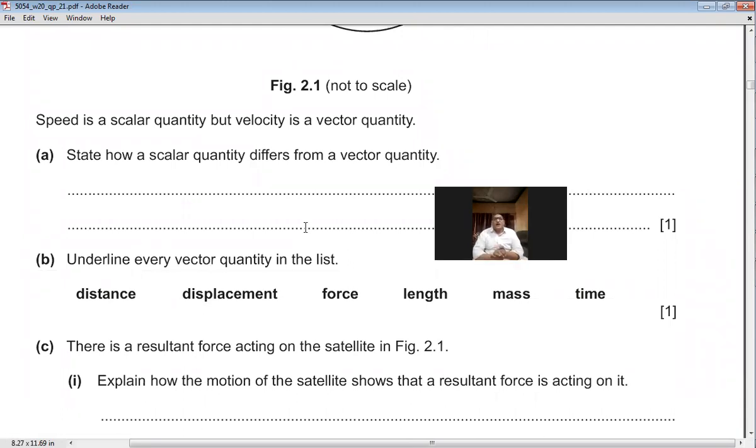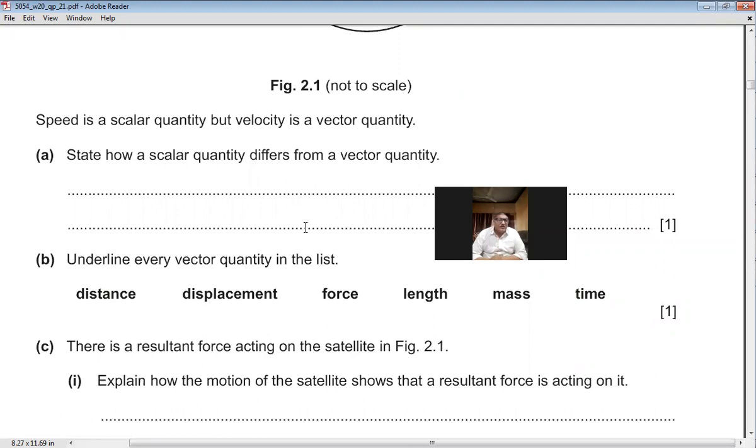The first question, a 1 mark question, says speed is a scalar quantity, but velocity is a vector quantity. State how a scalar quantity differs from a vector quantity. Scalar quantities are completely described by their magnitude only. When I say magnitude, I mean the size and the unit. A vector quantity has magnitude as well as direction. So the difference between scalar and vector quantities is direction; scalar quantities do not have direction.